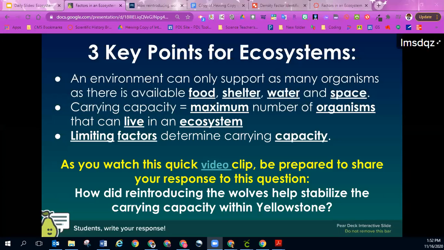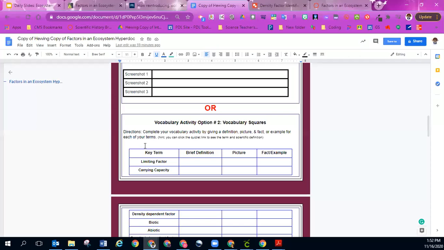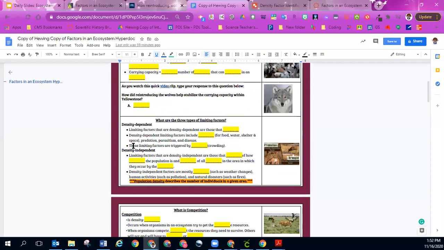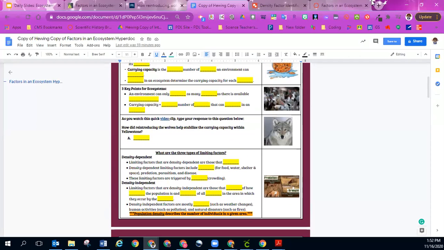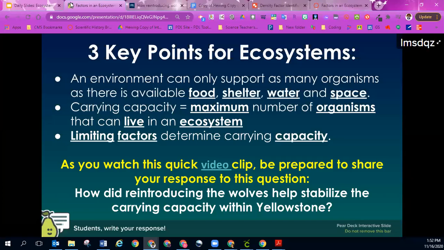All right. So, from that video clip, how did reintroducing the wolves help stabilize the carrying capacity within Yellowstone? So I do want you to put it in the box. That way I can see your answers as well as actually typing it on your document, which is right here. That is where that goes. It's the beauty of being on a computer. We can copy and paste.